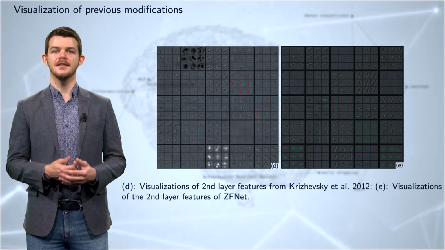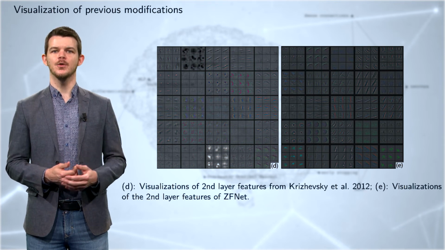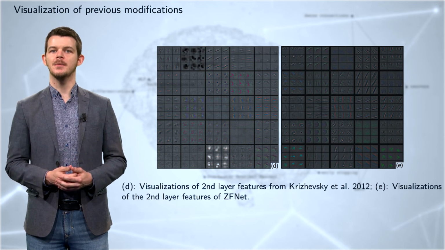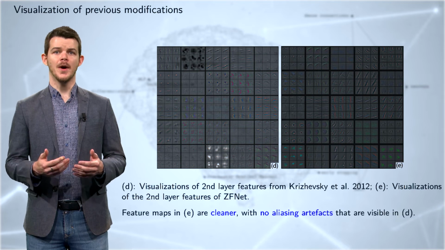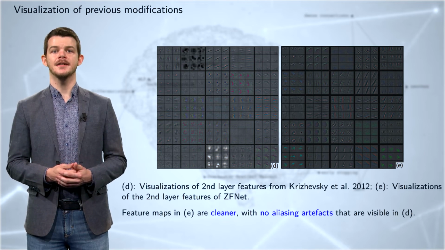Here are the stylized images for the second layer for AlexNet on the left and ZFNet on the right. Again, you can pause the video and try to detect some problems in the left picture. On the right, we see that there are fewer dead neurons and the shapes that are recognized are more complex. Besides, there are no aliasing artifacts.